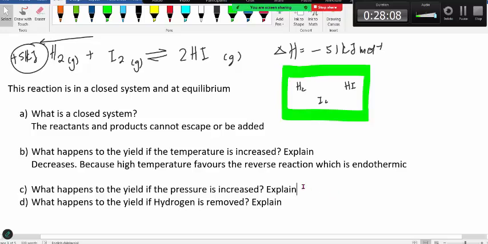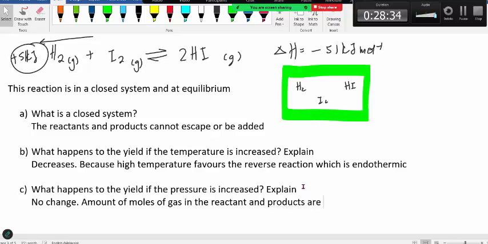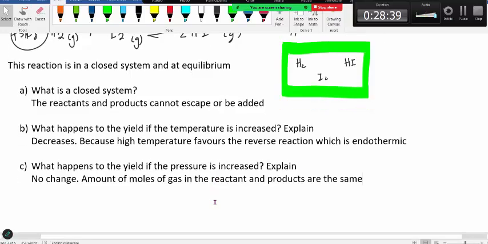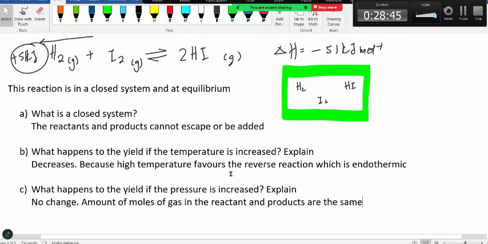What happens to the yield if the pressure is increased? No change. Why no change? The amount of moles of gas in the reactants and products are the same. In front also 2 moles, behind also 2 moles, so it's the same. So no change. Can you understand?